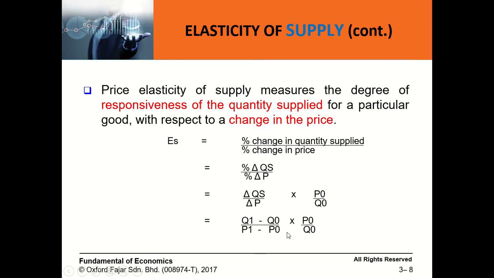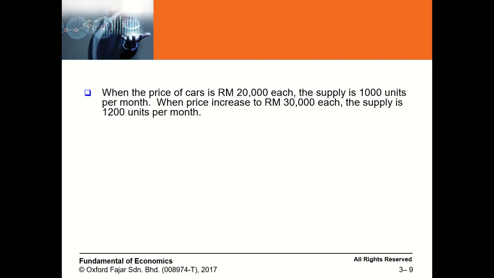As you will have the final answer here, it is written as Q1 minus Q0 over P1 minus P0 times P0 over Q0. The Q1 minus Q0 represents the change in the quantity, while the P1 minus P0 represents the change in price. Q1 represents the new quantity, Q0 the old quantity, P1 the new price, and P0 the old price. Now, if I give you an example, you can easily calculate the answer.